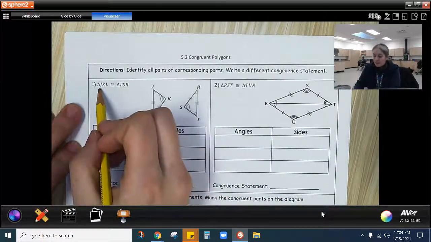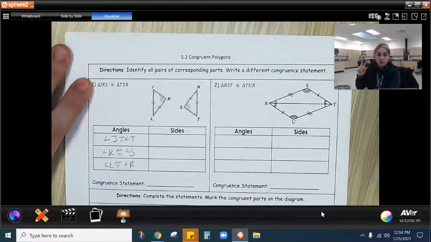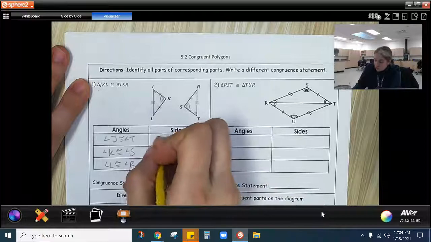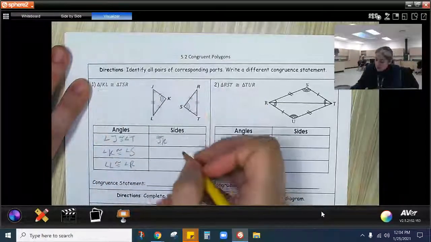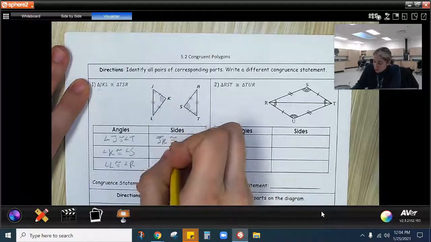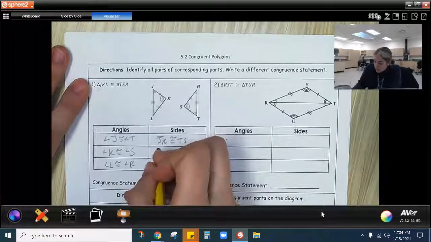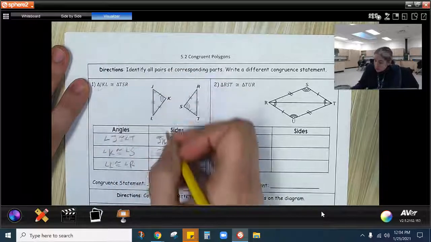Now when we look at sides, I like to start with the first 2 letters and just work my way through that way. So JK is the first 2 for our first triangle. In our second triangle, we have TS. So JK is congruent to TS. Then I'm going to do the next 2. So that would be KL. KL is congruent to the next 2, which would be SR.